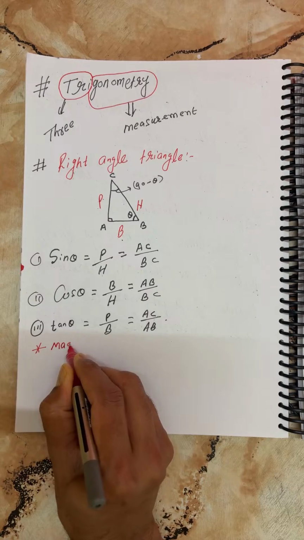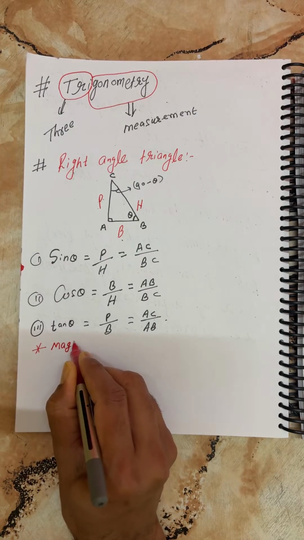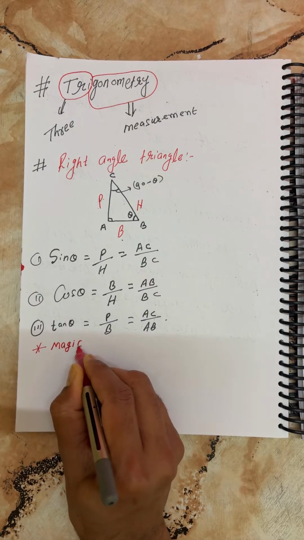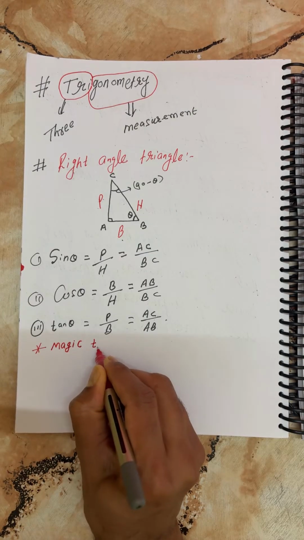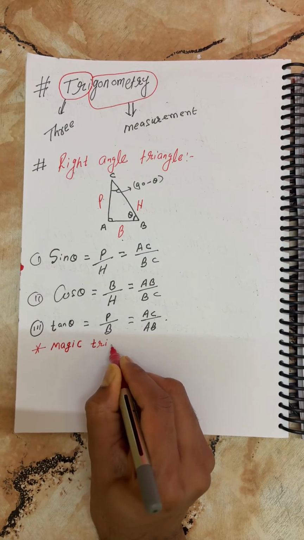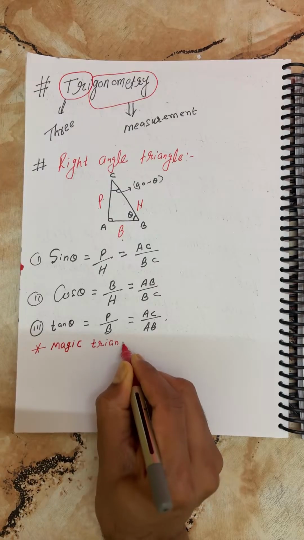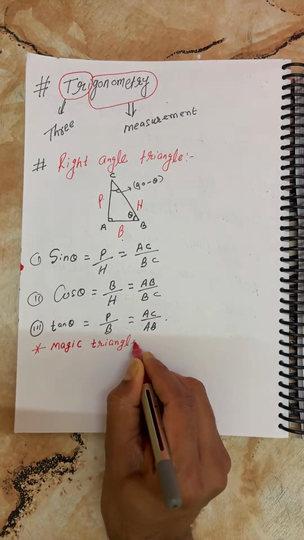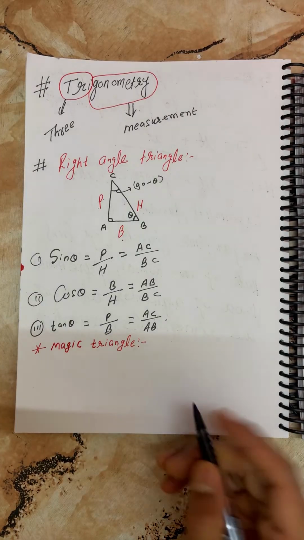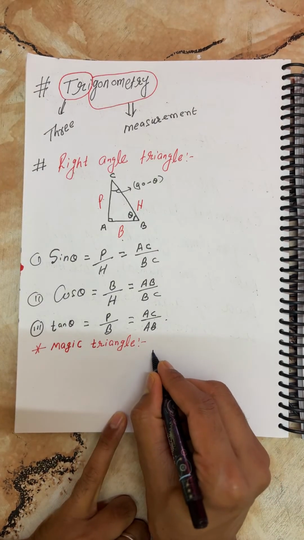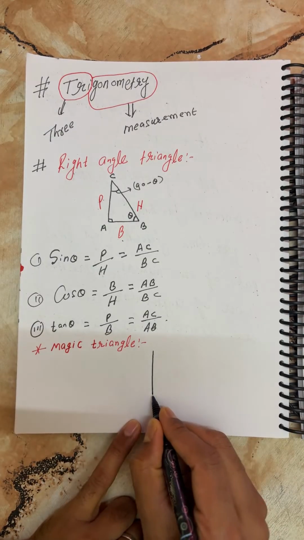This is what kids, magic triangle. Okay, fine. So here beta, I'll say this is the magic triangle.